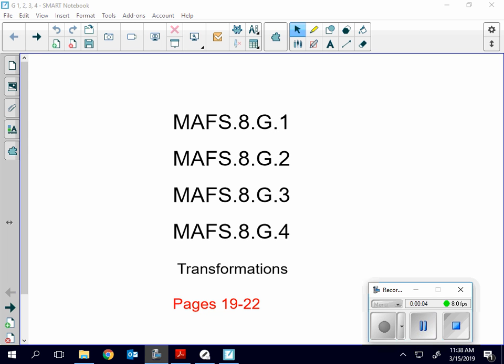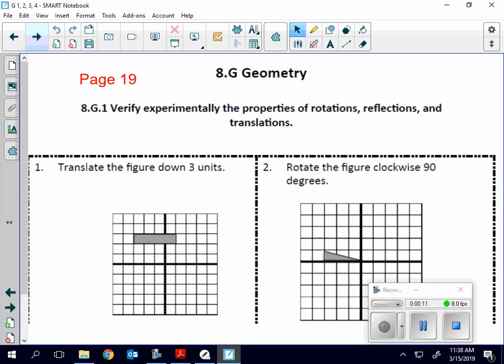Okay, we're on to some geometry, some transformations. G1, 2, 3, and 4 talk about transformations. We're on page 19. Number 1 says translate the figure down 3 units.